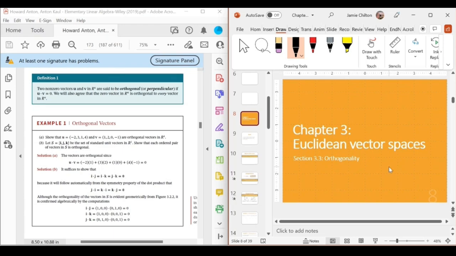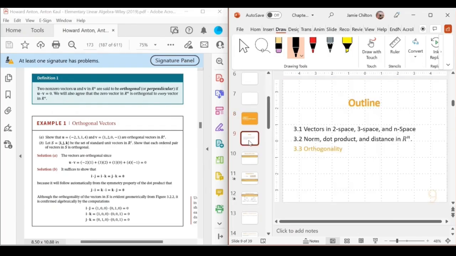So we are doing orthogonality in this section 3.3. Does anybody know what that means if I say that something is orthogonal? Yeah, it's perpendicular.